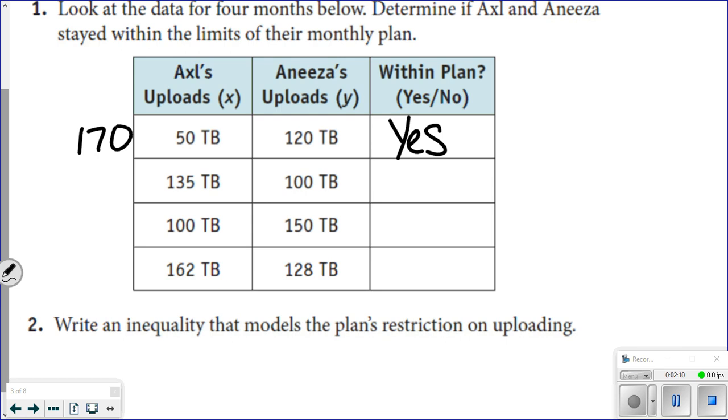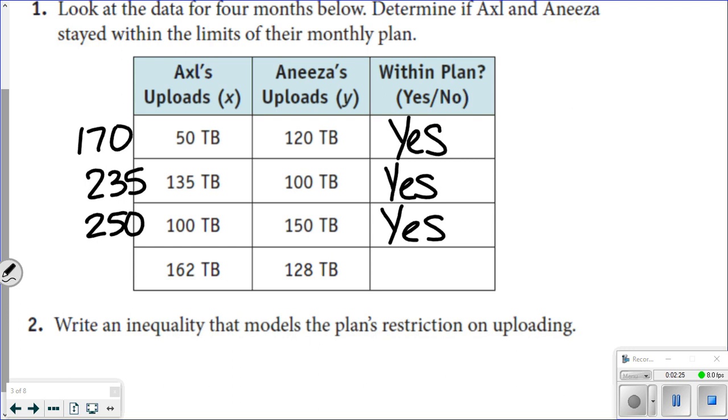135 plus 100, that's 235. So yes, that's within their plan. 100 plus 150 is 250. So yes, that's within their plan. 162 plus 128 is 290. So that's outside their plan.